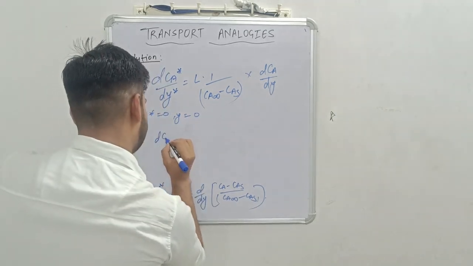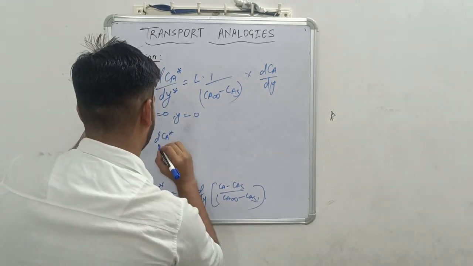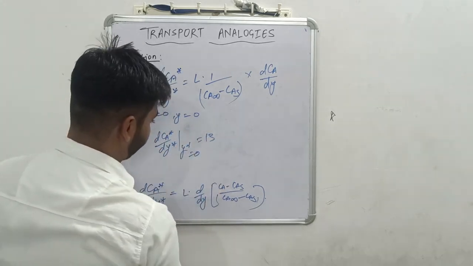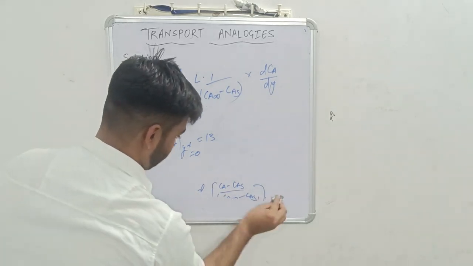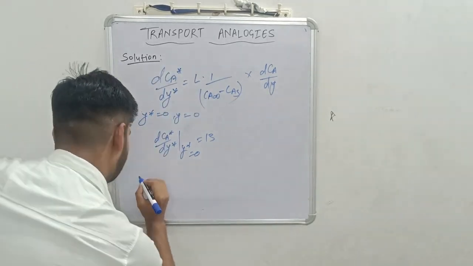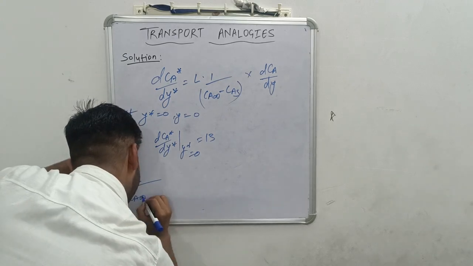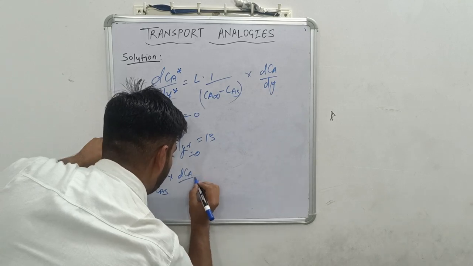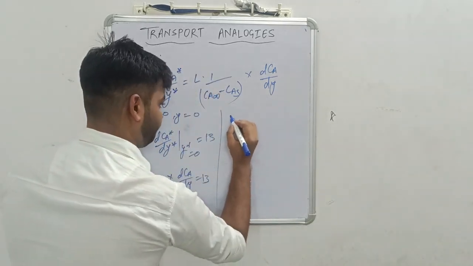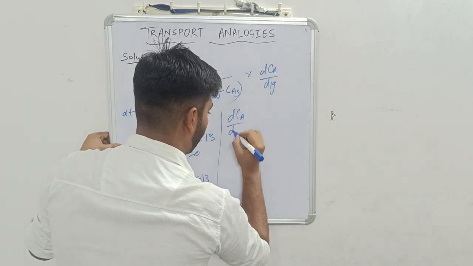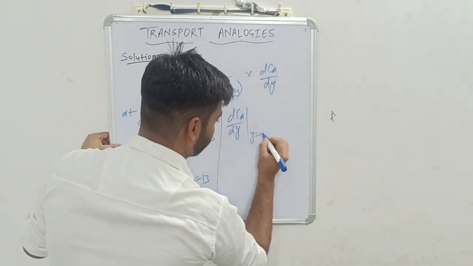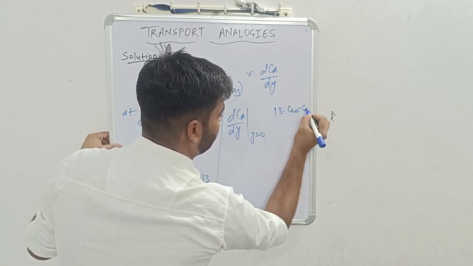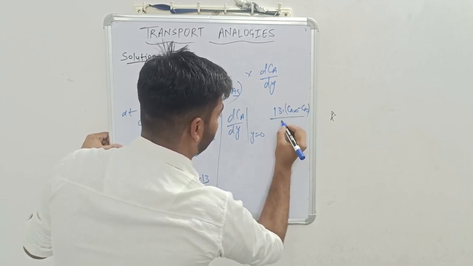So dC star at dy star at y star equal to 0 is equal to 13. So this equation gives L by C infinity minus CAS into dCA of dy. From here we will have dCA upon dy at y equal to 0 as 13 into C infinity minus CAS upon L.